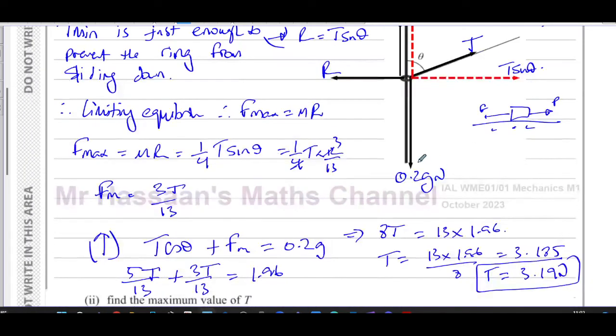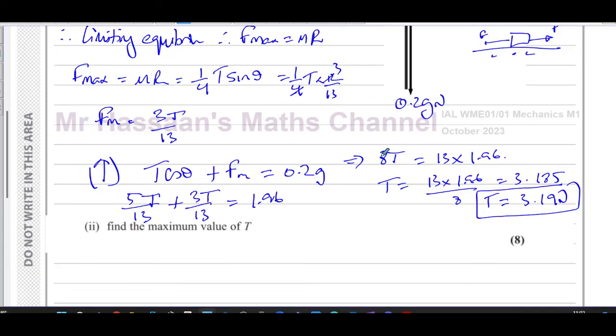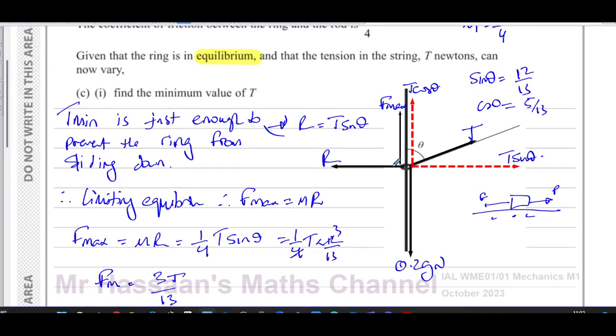Now for part 2, it says find the maximum value of T. So basically now, the minimum value is a T that's just enough to stop it from sliding down. Now, if you increase the value of T, then this component will increase more and more, and it will eventually balance out the weight, and the ring will be wanting to slide up the plane. But it's a rough plane.